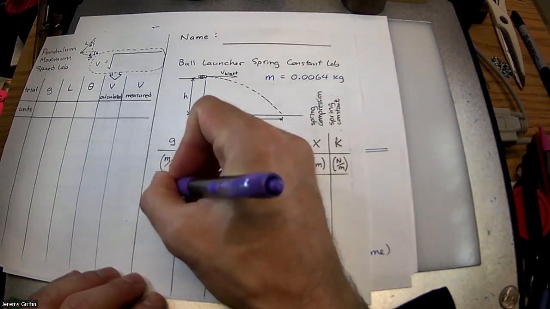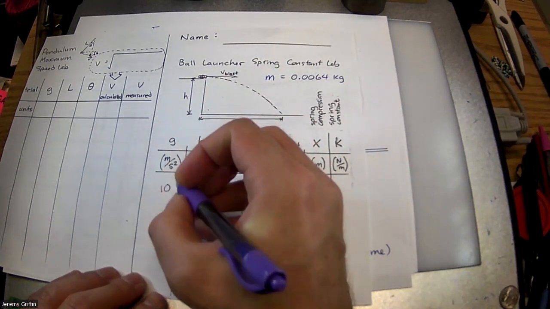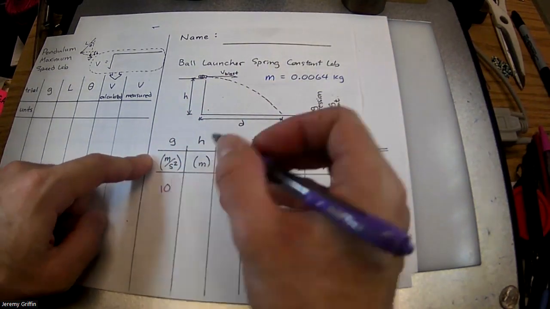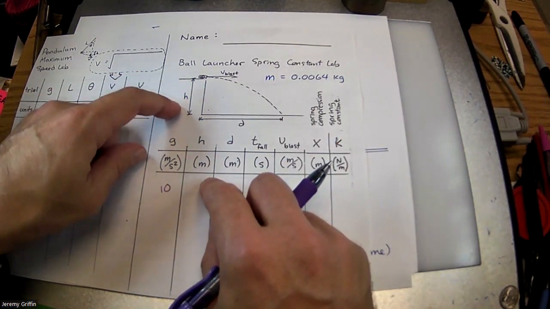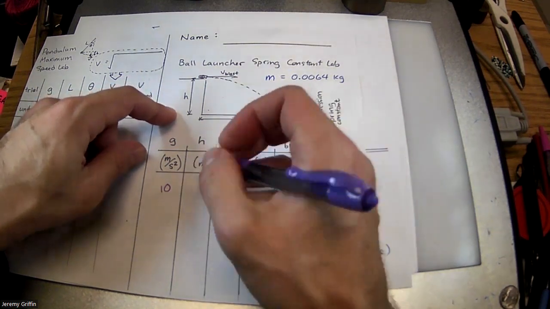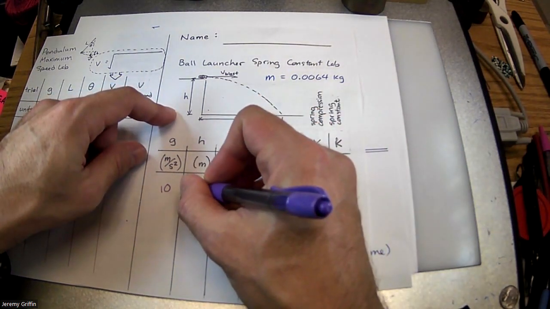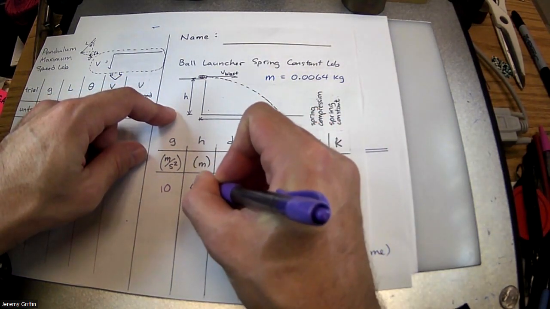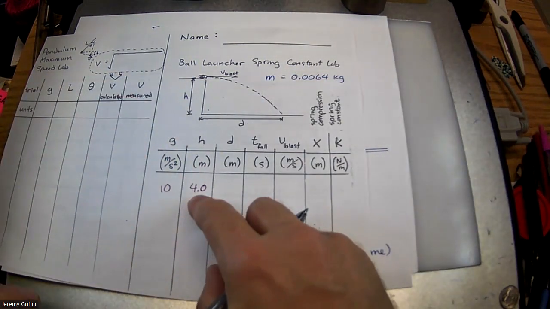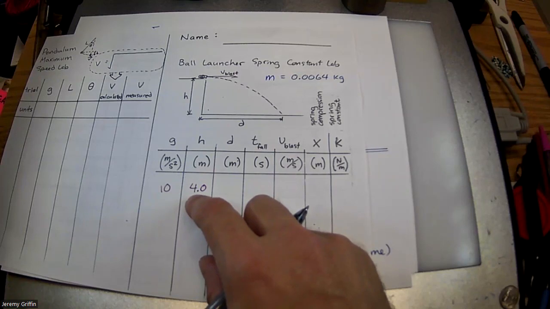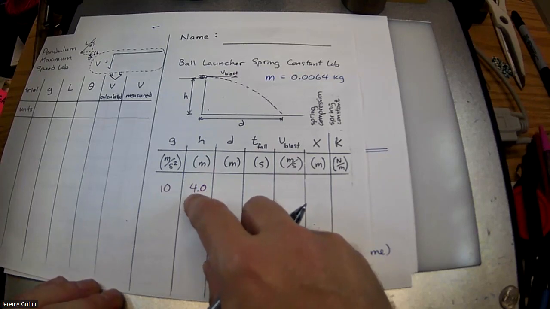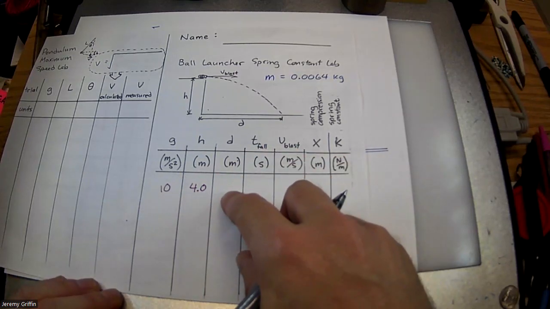So everybody has either 9.8 or 10 meters per second squared here. I was going to use that. Now, a lot of you guys used the full height of the balcony, which was about 4 meters. You may have gotten a little over 4 meters. I'll just call it an even 4. But if you got something a little different, like 4.1 or 4.2, go ahead and use that number there.